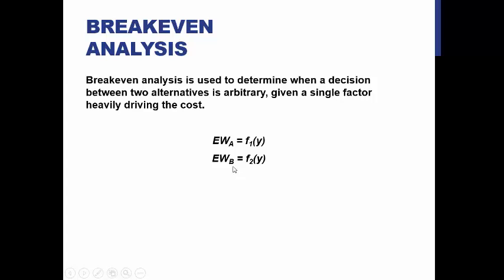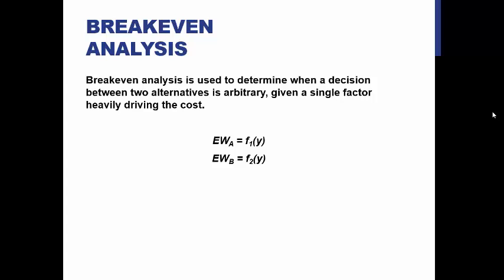And then the equivalent worth of B could also be a different function where the same Y is driving the cost. So the example that we'll do in Excel is going to be using the decision between choosing a gas vehicle and a hybrid vehicle, knowing that the price of gas is going to be driving the value of each alternative. If you want to pause now, it would be a great time to go switch over to the break-even analysis Excel lecture and go through how to do that in Excel.